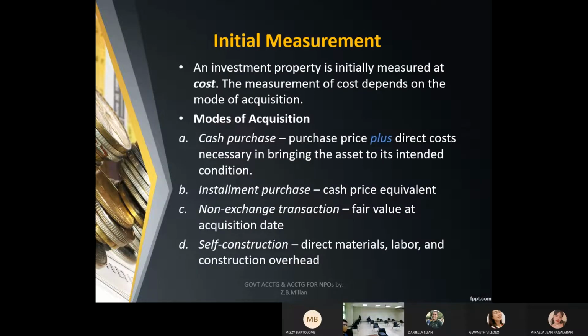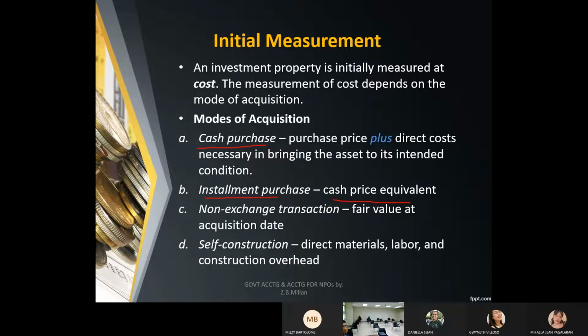Initial measurement. Ayan. Initially measured at cost. Then the measurement of cost depends on the mode of acquisition. Pag cash purchase, price plus direct costs, necessary in bringing the asset to its intended condition. Kapag installment purchase, yung cash price equivalent.